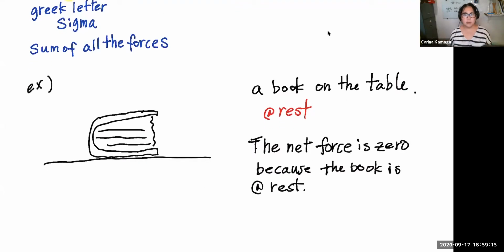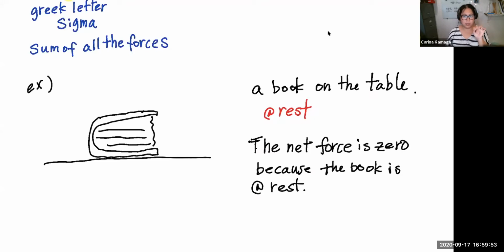So what are the forces exerted on the book? Is there no force exerted on the book? No. There's always gravitational force exerted on a book, right? Any matter on the surface of the earth has a gravitational force. And do you remember from the last video what the direction of a gravitational force is? The direction of gravitational force is vertically downward. So let's draw that arrow.